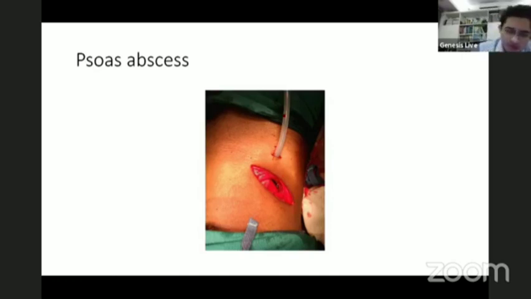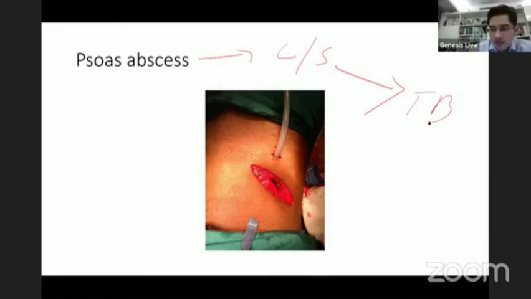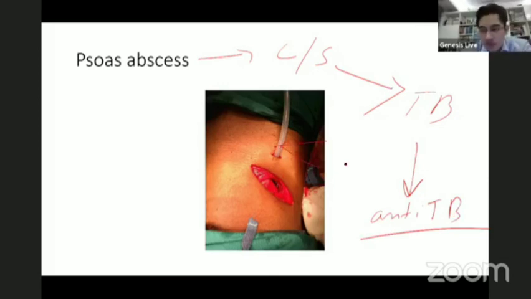Very simple procedure. Put a drain over there. Make sure that you put a wide drain over there, because more pus would be formed. And make sure you send the pus for culture and sensitivity, because there's a chance that it may be tuberculosis. And then you start with anti-TB drugs. Right. Remember always a drain. Do not forget to put a drain over here.